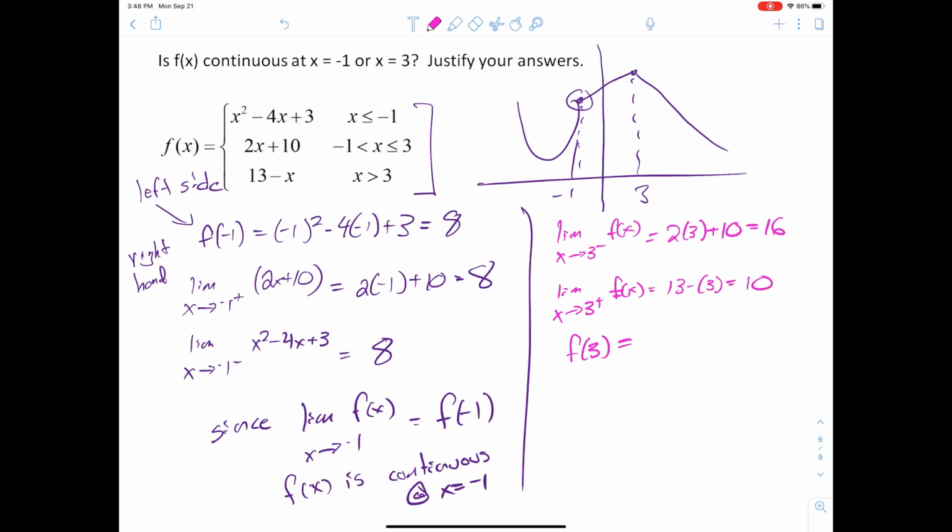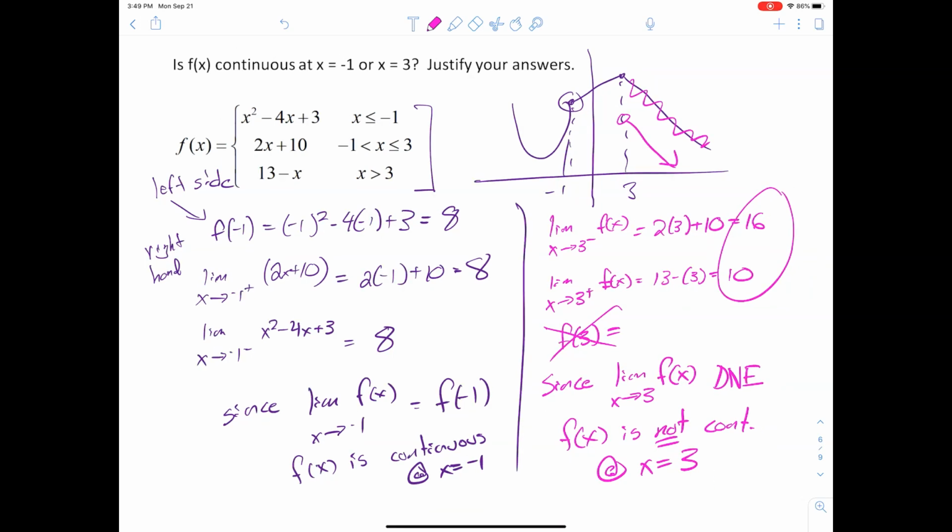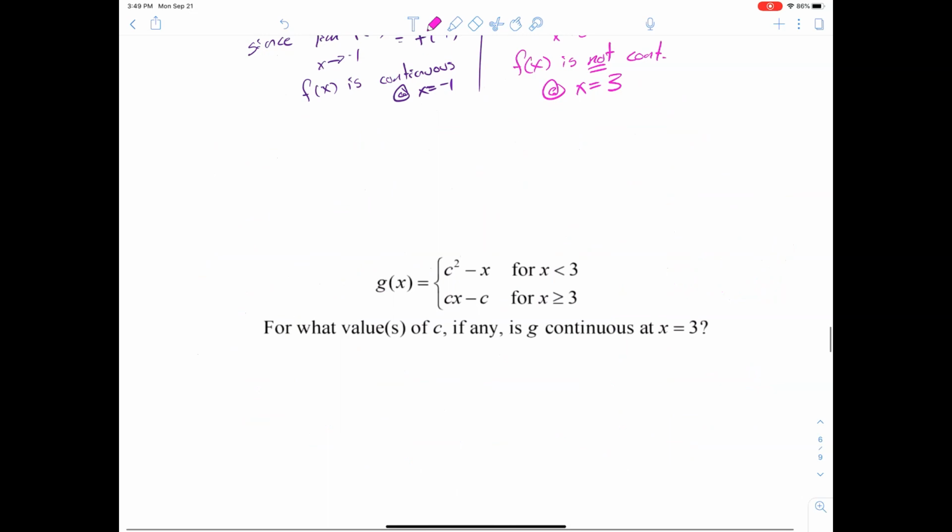And then on the right-hand side, we got 13 minus 3, that's equal to 10. And right here we can already say, we don't even need to know the function's value. Since the limit as x approaches 3 of f of x does not exist because of a jump discontinuity, one side's going to 16, one side's going to 10. That means that this graph was actually looking a little bit something like this. Okay, so that's the situation we've got going on. We can say that f of x is not continuous at x equals 3. As soon as one of the three conditions fails, we can say it's not continuous because of that and move on. All right, let's move on to this one.